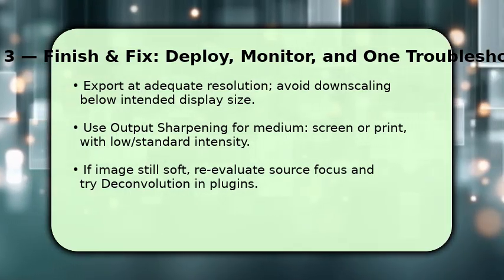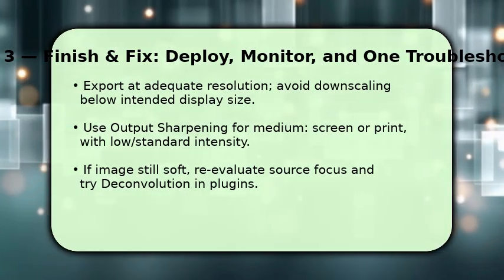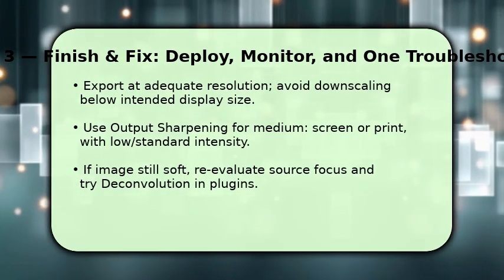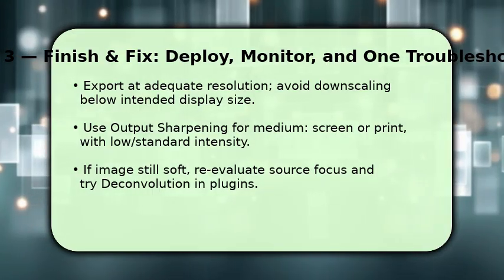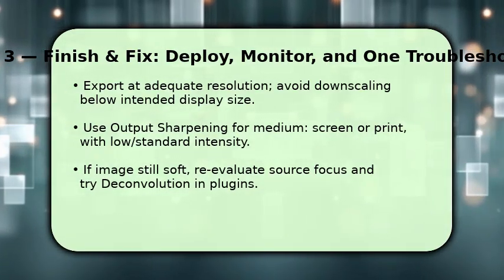If the photo still looks soft, double-check the original focus. Lightroom cannot fully repair motion blur. In that case, try a deconvolution plugin or dedicated sharpening tool. If unexpected halos appear, reduce radius and masking, then re-export.